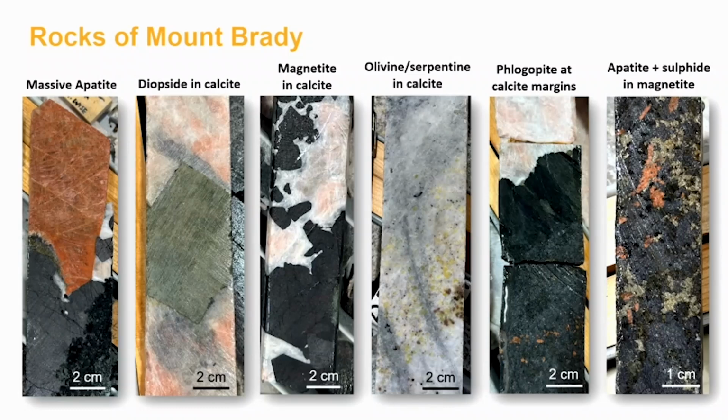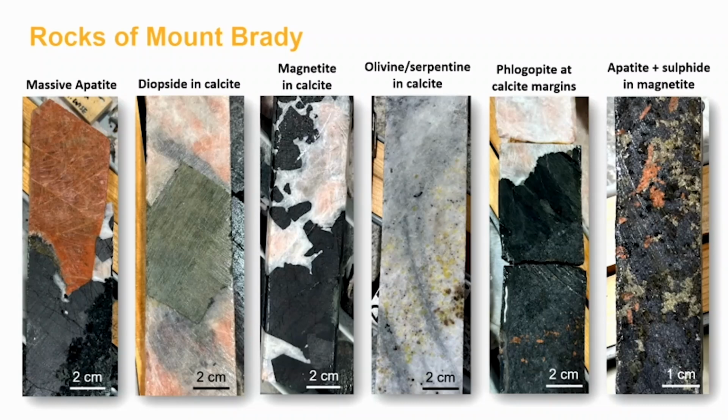These are the rocks at Mount Brady. They're pretty spectacular. So we have these massive apatite, diopside and magnetite crystals all growing within calcite. We have these large sections of olivine and serpentine after olivine also growing in calcite. And on the calcite margins, we see these phlogopite zones, which can be up to multiple metres wide. And they tend to grade out into magnetite with these disseminations of apatite, which is the orange mineral.